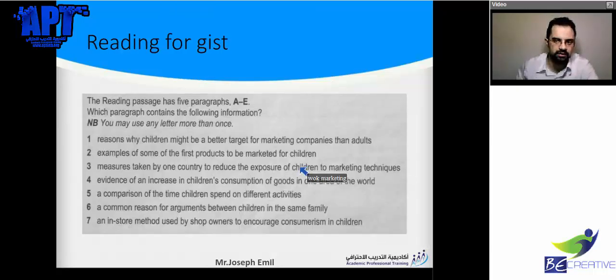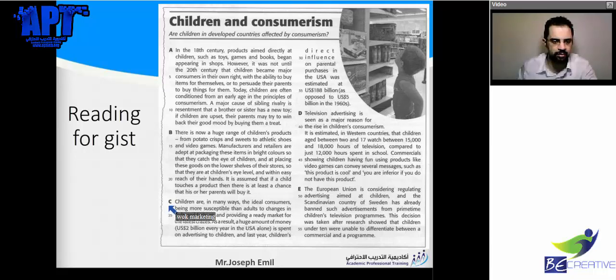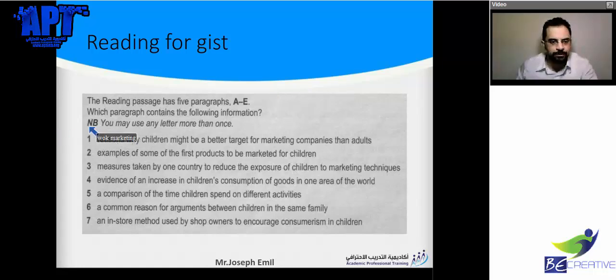Take a look at the question here. Again, these are some sentences. They are not present in the text, but there are other sentences in the text that provide the same meaning. You will have to find the sentences in the text and then match them to these numbers by writing these letters here. So, of course, pay attention to the note first. You may use any letter more than once. So, let's jump in. I'm just going to read the questions first.